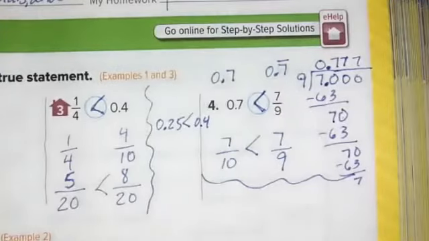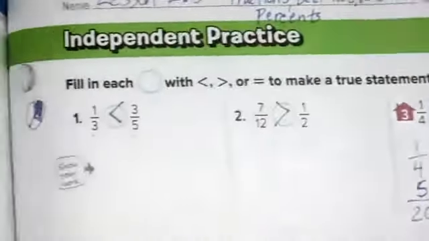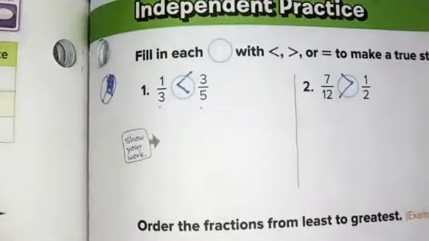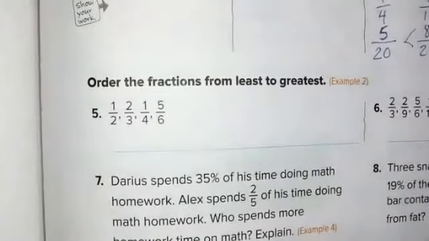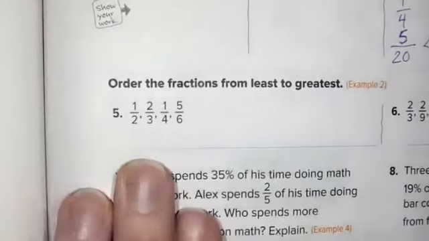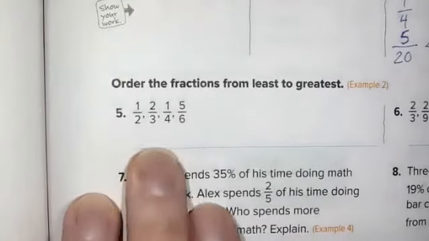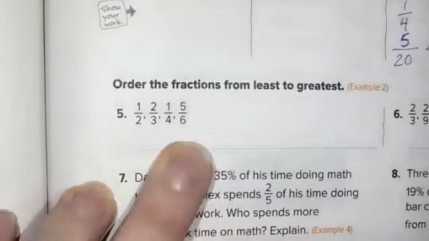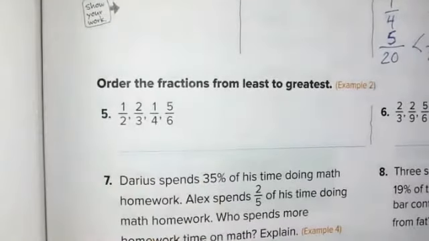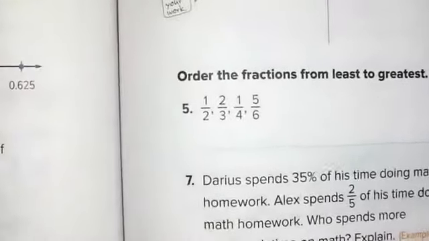Okay, moving on to number 5. In numbers 5 and 6, we are going to order the fractions from least to greatest. So let's use the strategy of a common denominator. And the least common multiple of 2, 3, 4, and 6 is going to be 12. So I can change these all into 12.